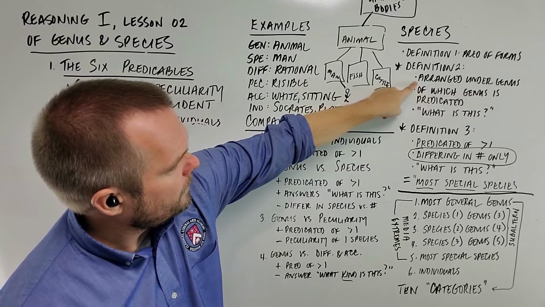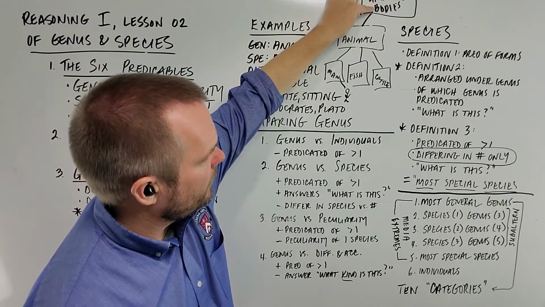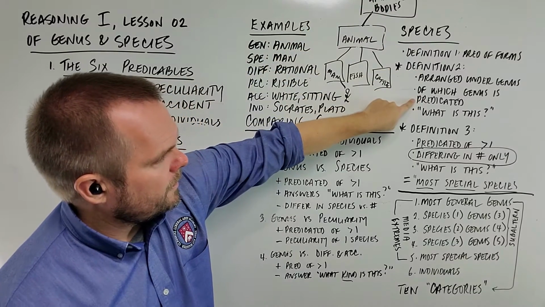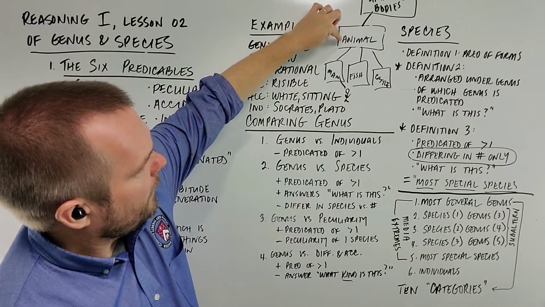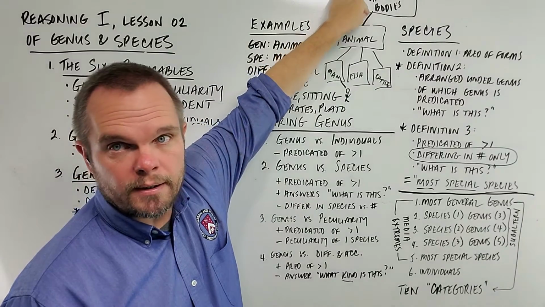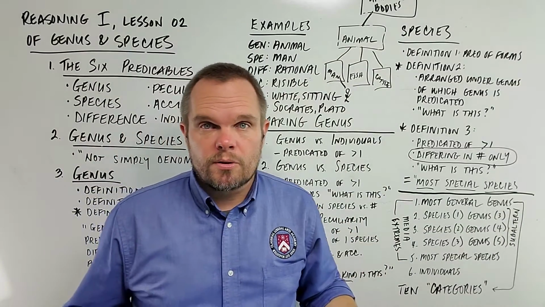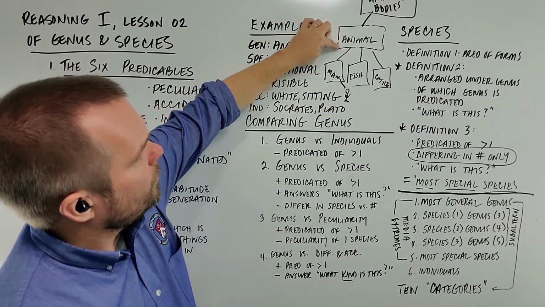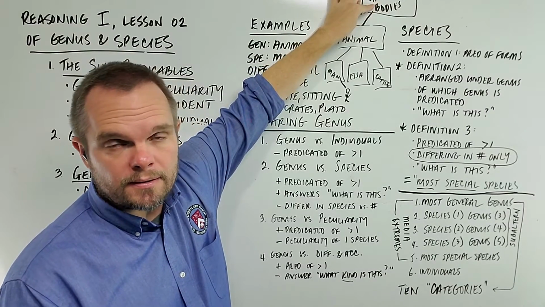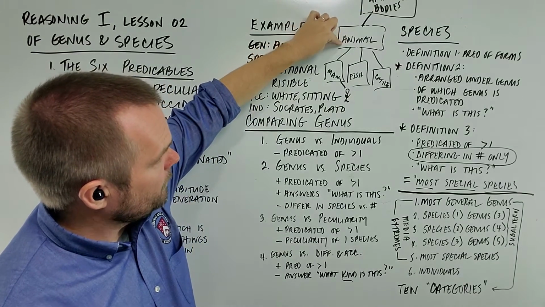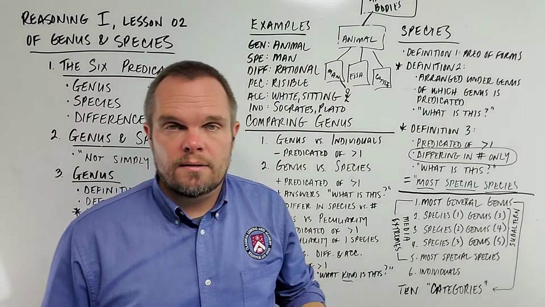Look here. Arranged under a genus. Animal is arranged under animated bodies. The genus is predicated of it. Animal is an animated body. And thirdly, it answers the question, what is this? Animal answers the question, what is this? So animal, with reference to animated bodies, is a species. But animal, with reference to man or to Socrates, is a genus.